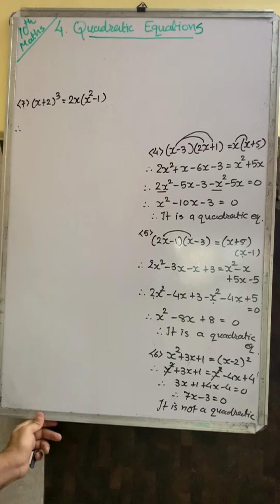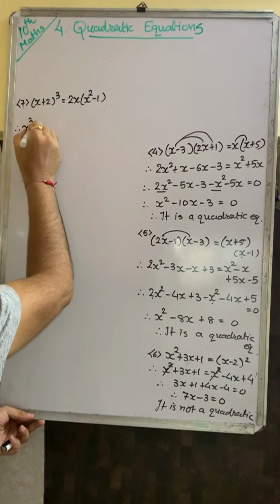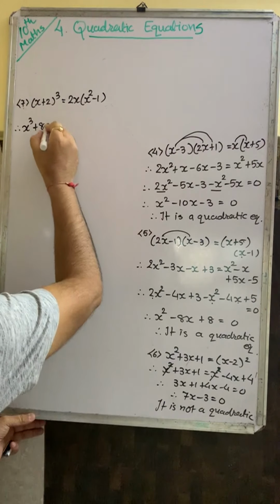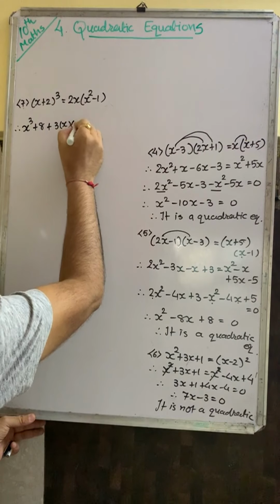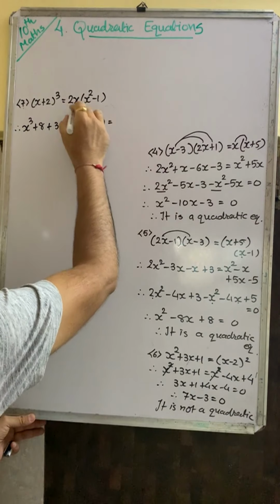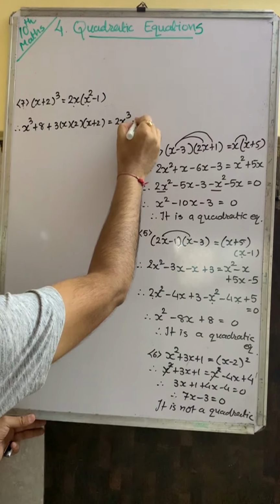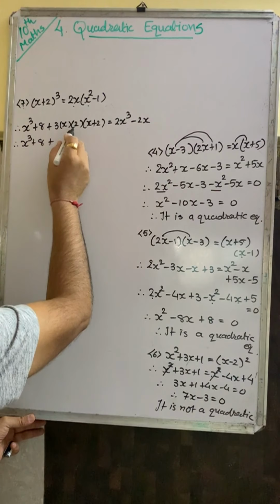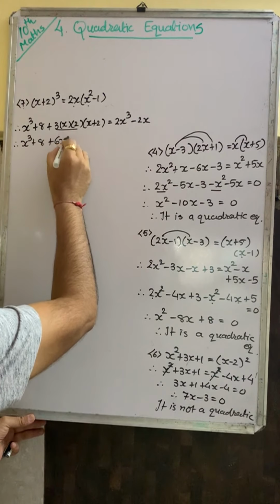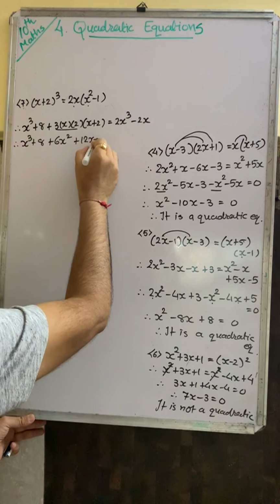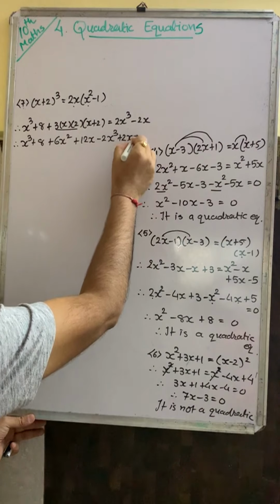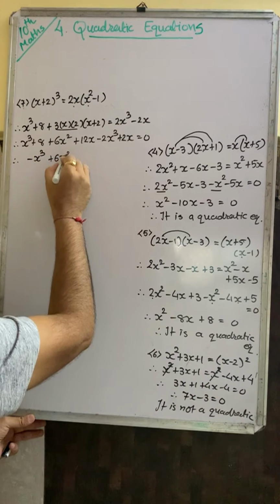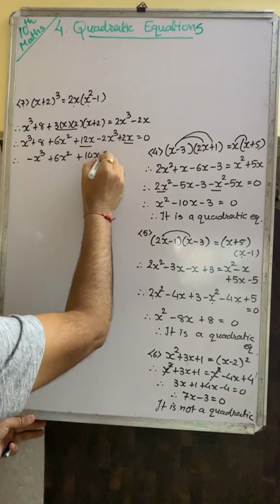A plus b the whole cube. Formula is what? a cube plus b cube plus 3ab into bracket. 2 cube is 8. That is equal to 2x into x square minus 1: 2x cube minus 2x. x cube plus 8, 3 2s are 6x, 6x into x is 6x square, 6x into 2 is 12x, minus 2x cube plus 2x equals to 0. 1 minus 2 is minus x cube plus 6x square, 12 plus 2 is 14x, plus 8 equals to 0.